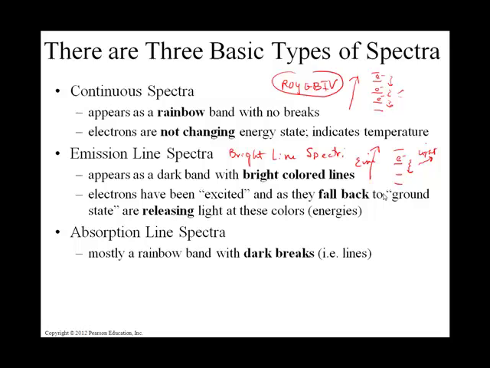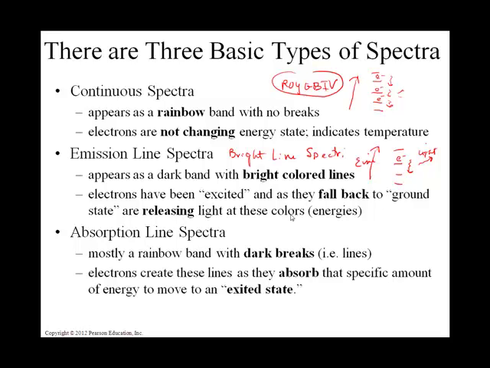Well, absorption line spectra look at that phenomenon by which electrons, let me go ahead and draw another energy diagram here. Okay, absorption line spectra are sometimes called dark line spectra. I like that, it's very descriptive.